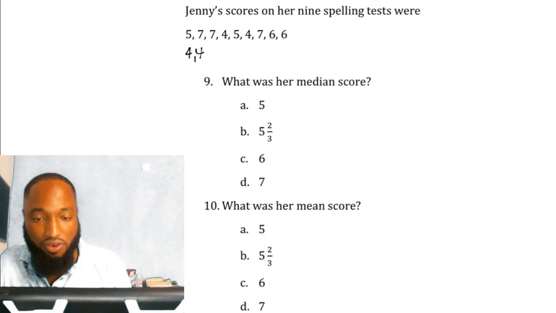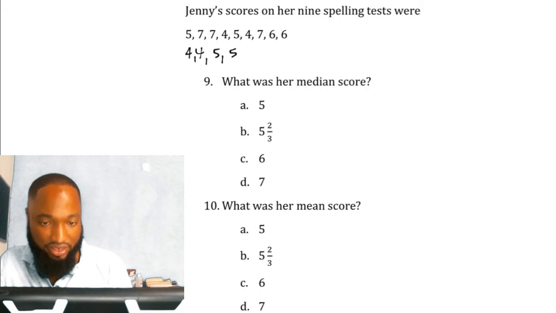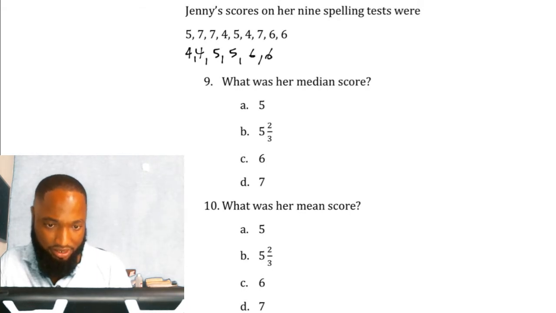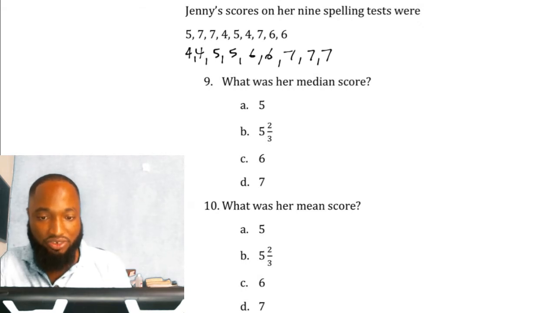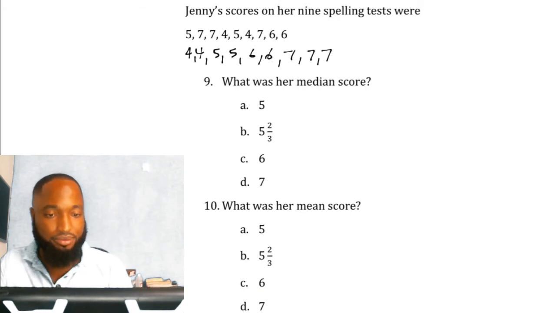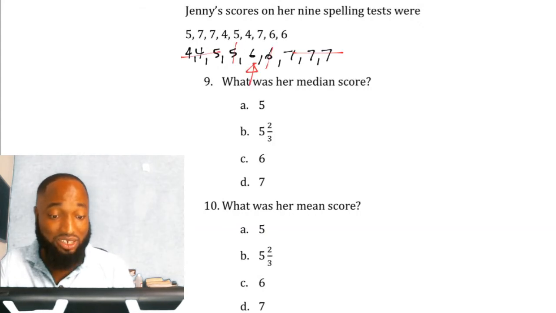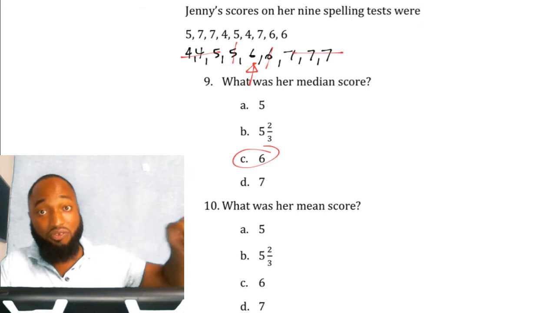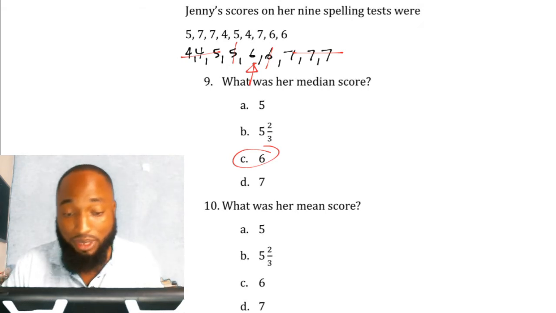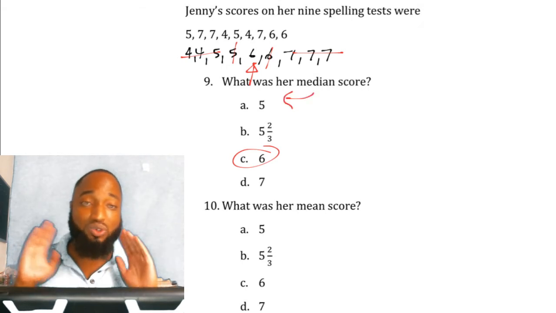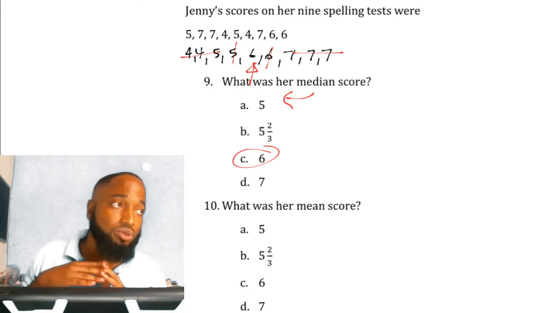So it's 4, 4, 5, 5, 6, 6, 7, 7, 7. Double check and make sure you have the right amount. 3, 6, 9. Start to cross out. Bam, bam. The answer is actually 6. And there are a good few people in the chat who were giving me the A answer because they start crossing off one time. Don't do that.